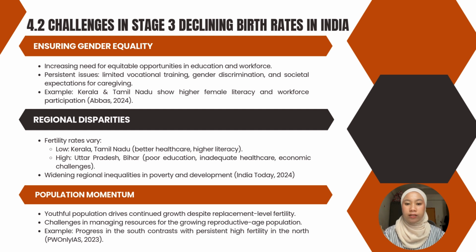Second, regional differences. Southern and western states are doing well in reducing birth rates thanks to better education and healthcare. Northern states like Bihar and Uttar Pradesh are struggling with higher birth rates due to poverty and lack of resources. The third one is population momentum. Even though birth rates are falling, a large number of young people born earlier will still have children. This keeps the population growing for a while, especially in regions with higher birth rates.